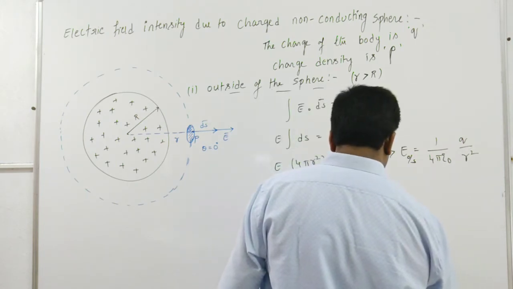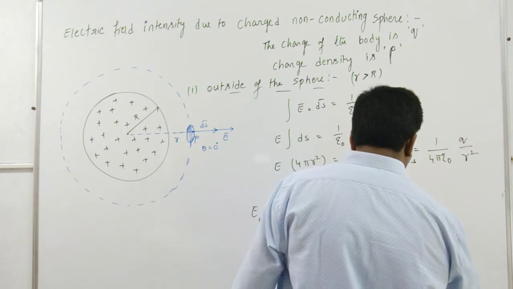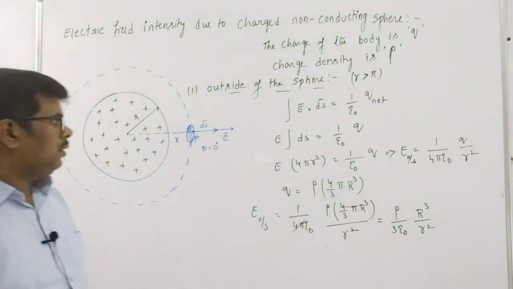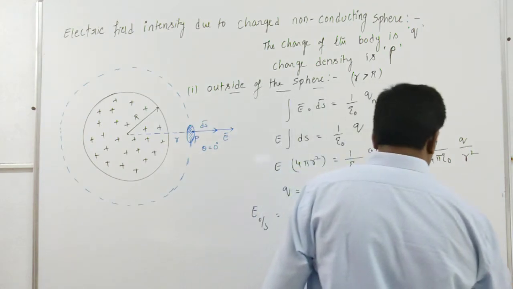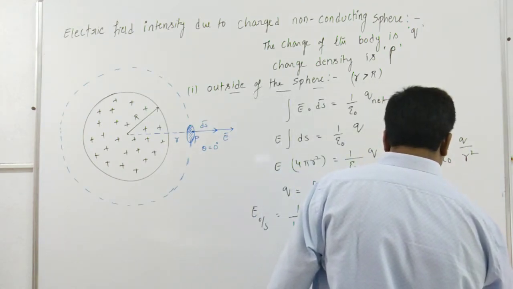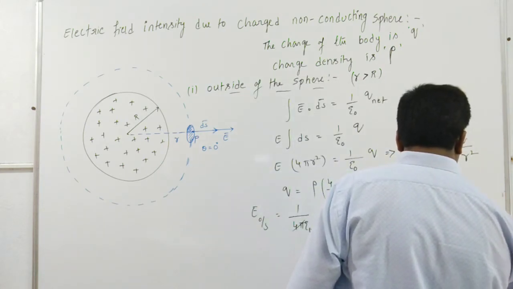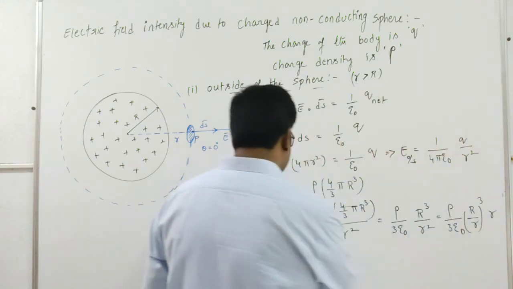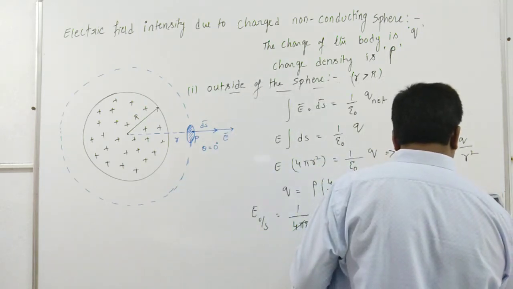rho by 3 epsilon naught into r cube by r square. Or else you can also write this as rho by 3 epsilon naught into R by r whole cube into small r. Then we have the expression for the electric field intensity, otherwise you can leave it like this.